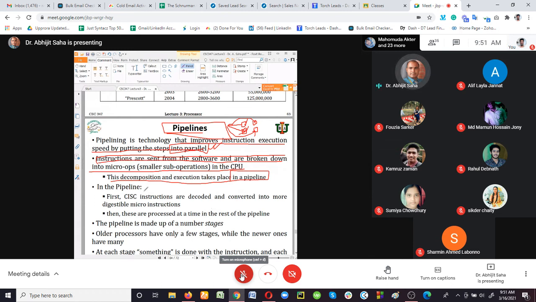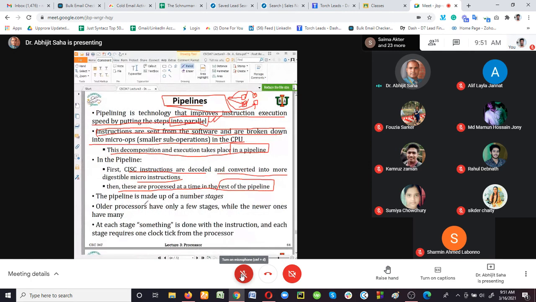So in the pipeline, first these instructions are decoded and converted into micro instructions. That is what is going to help. These are processed at the same time in the rest of the pipeline. This is the concept we have already discussed: when the six instructions are accepted by the CPU, it breaks these instructions into subgroups and gives them in parallel in the pipeline, and the executions happen at the same time. That is what we are talking about.